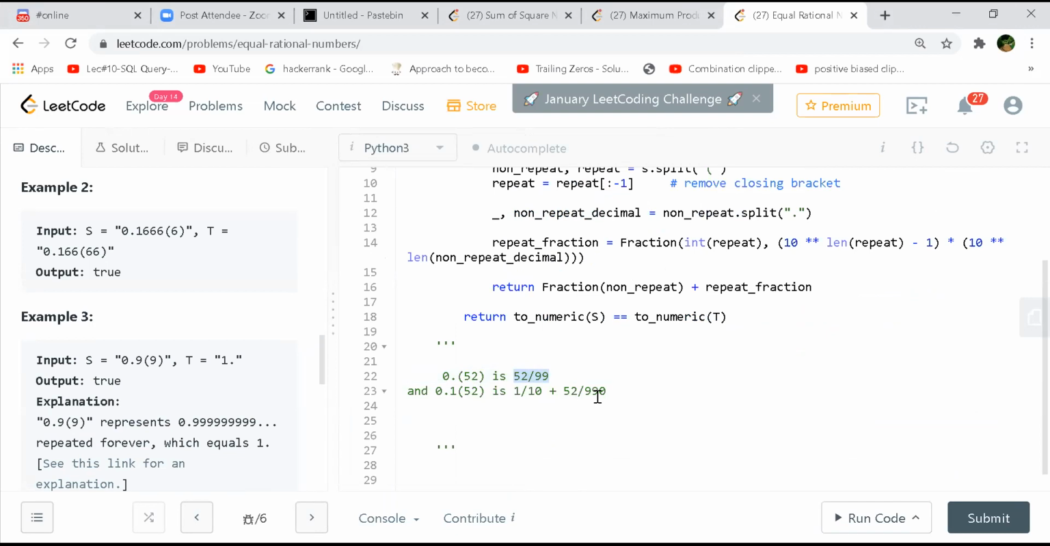So why do you get 52 by 990? Because the 5.2 will fall in the thousand range, right? So therefore you have to divide that by 990. Or I don't know, internally it might be doing the fraction part.